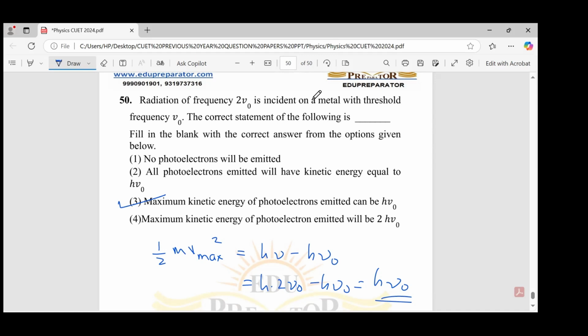So I believe keeping the formulas and relations in mind, with a bit faster calculation, you will be able to solve and complete the paper.